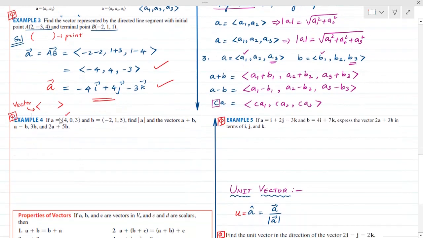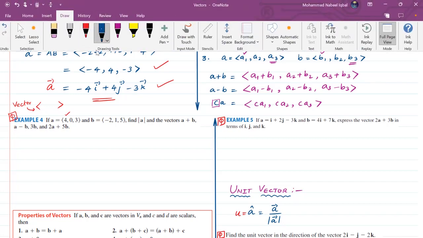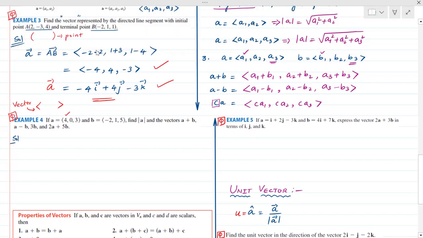Now in this one, you have two vectors A and B. You have to find the magnitude of A and the vectors A plus B, A minus B, 3B and 2A plus 5B. Let us solve one by one. So what is the first one here? I have to calculate the magnitude of A: square root of 16 plus 0 plus 9, which is root 25, which is equal to 5.